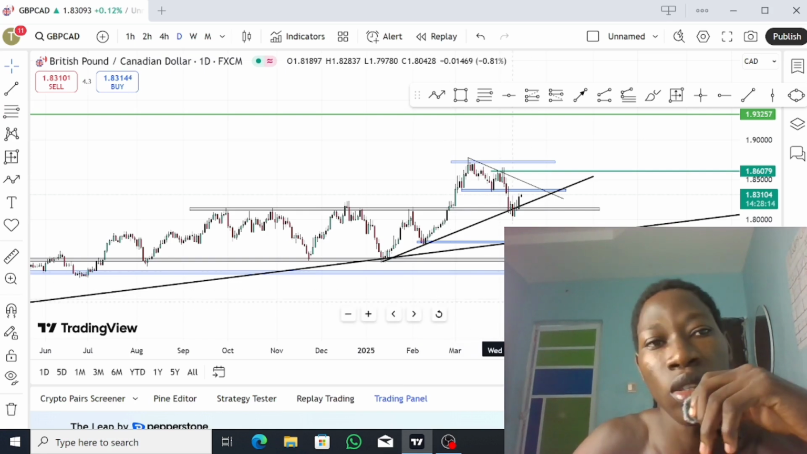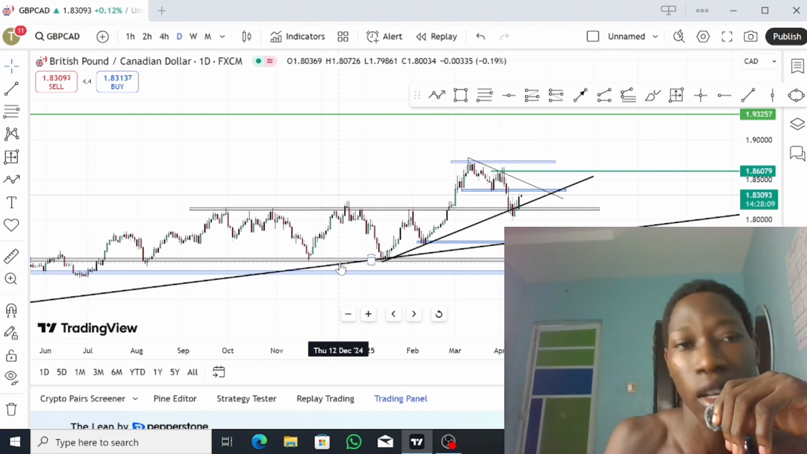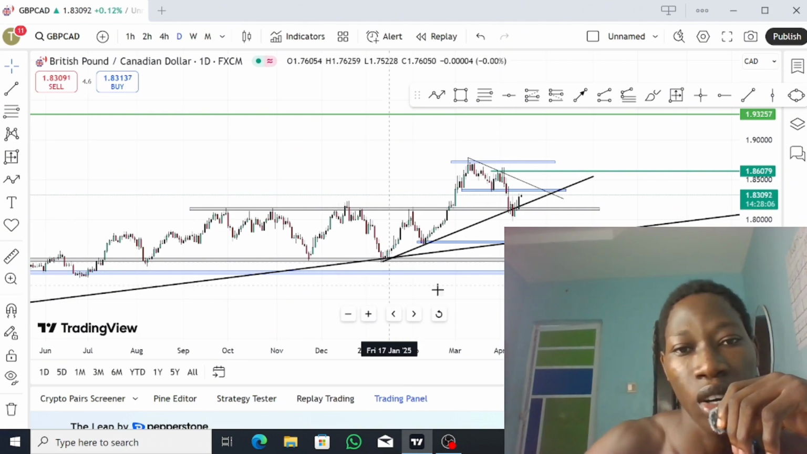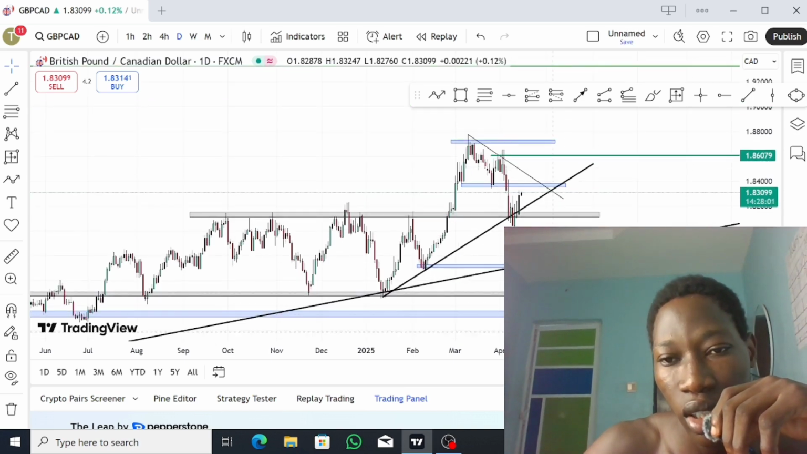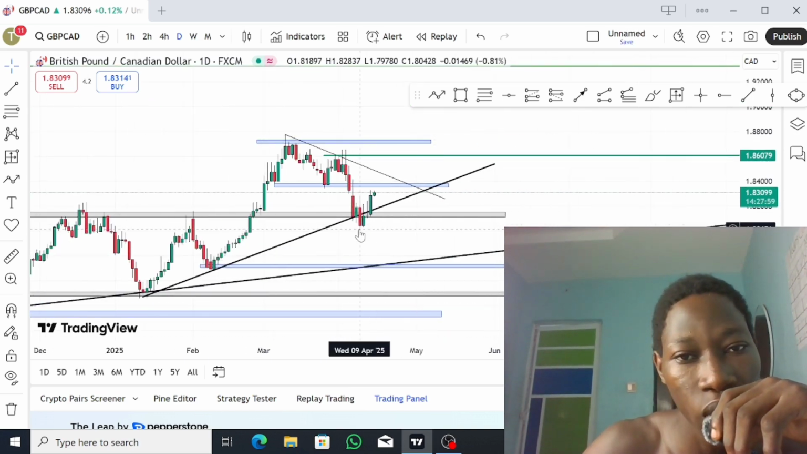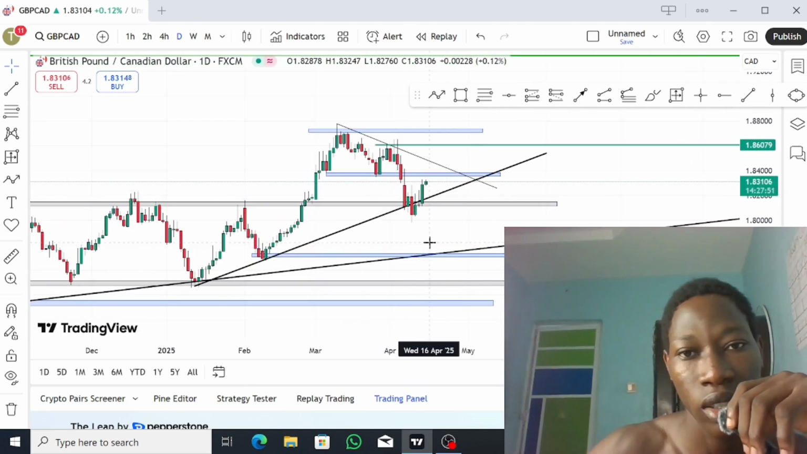Now, this is the pair I'm currently looking at, GBP CAD. So this is the pair I'm seeing an opportunity on, or rather, the opportunity is already playing out, right? So I was already looking at this pair since last week. So I was supposed to take a trade around this point. This is the daily time frame, by the way. So each candlestick opens and closes at the start and at the end of each day.